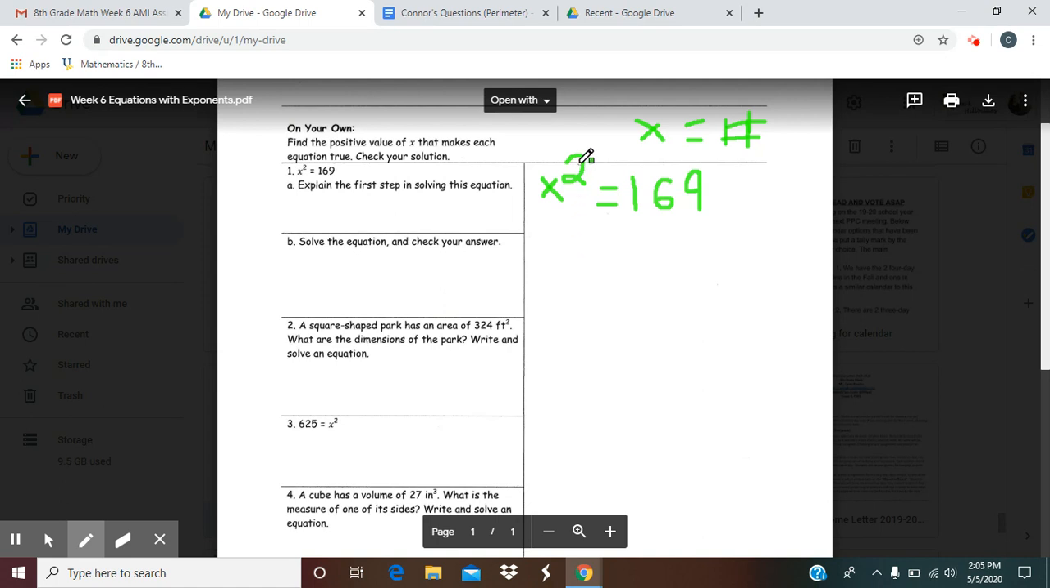So if I need to get rid of an exponent, I need to take the same kind of root. So if my x is being squared, I will take a square root of both sides. Because remember, when you do something to one side of the equation, you have to do it to the other to keep it balanced. That's our properties of equality there. So I'm going to rewrite this first step here as x squared equals the square root of 169.